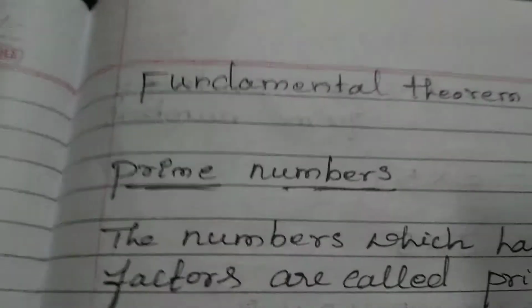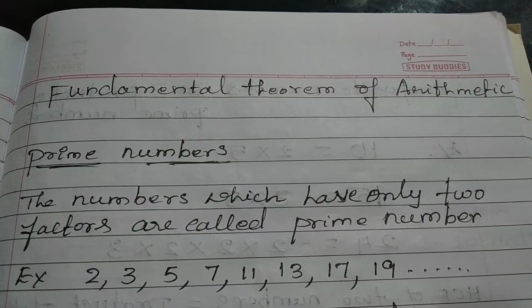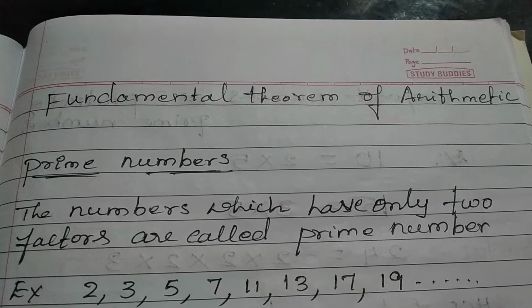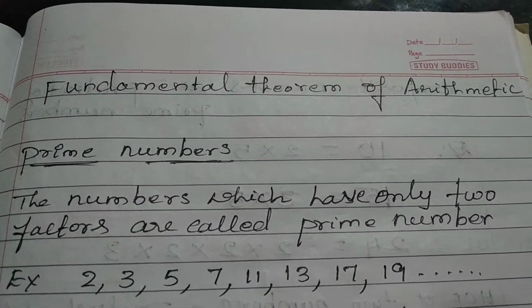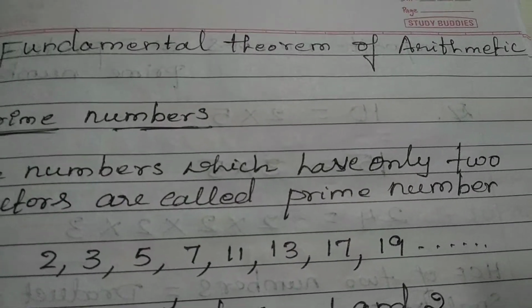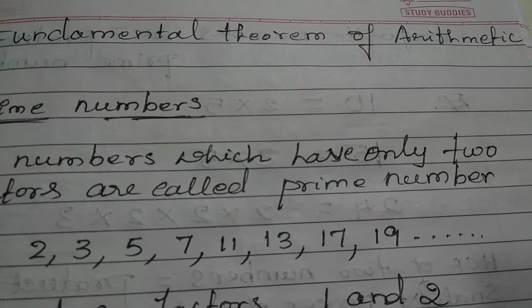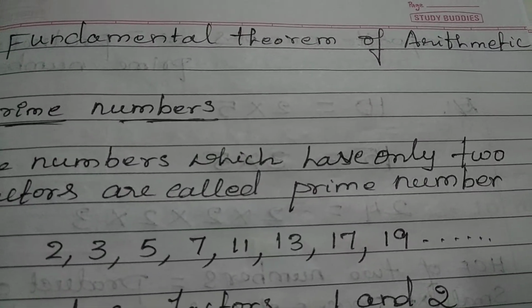So prime numbers are the numbers which have only two factors. So what are prime numbers? Prime numbers have only two factors. Example: 2, 3, 5, 7, 11, 13, 17, 19. See, these are all called prime numbers.